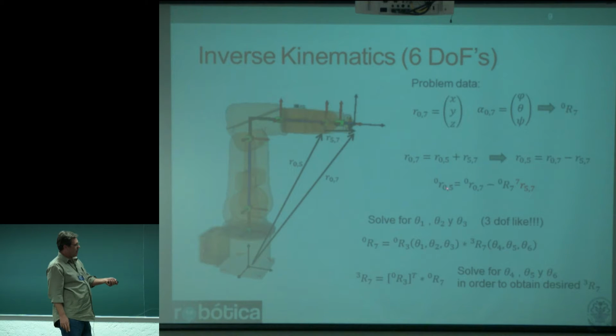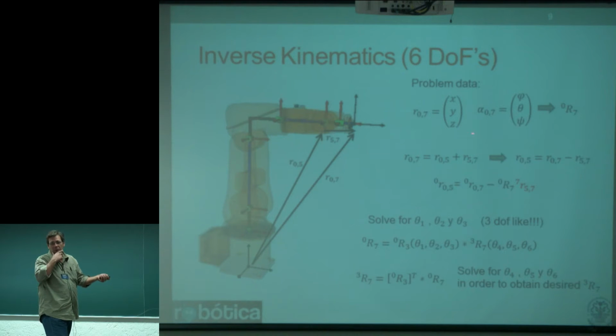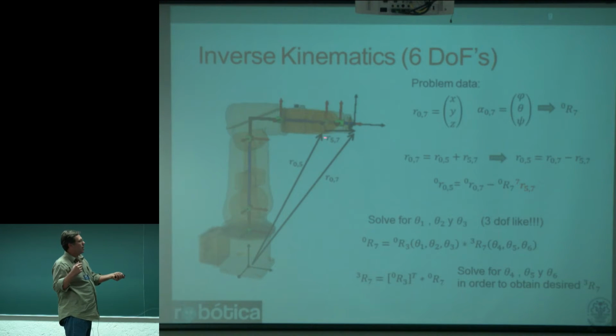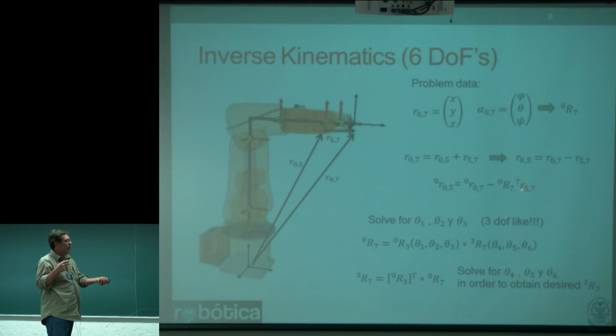and then we can obtain the position of the wrist, which is this one. The problem is that this distance, we can obtain it from the characteristics of the robot as a constant, but referred in the last frame. So we can transform it to base frame with this rotation matrix, and then we can obtain in which position we want the wrist to be.